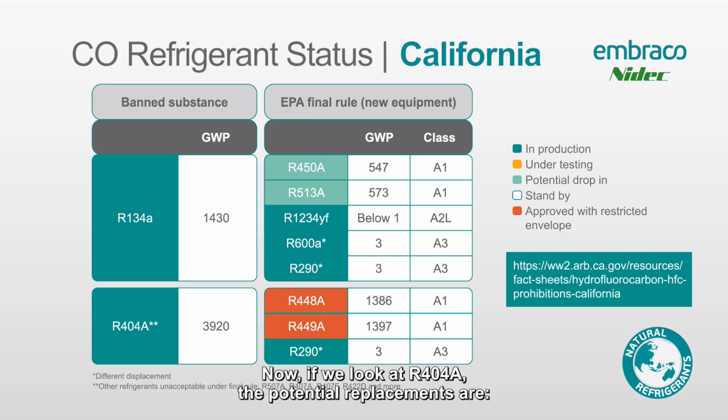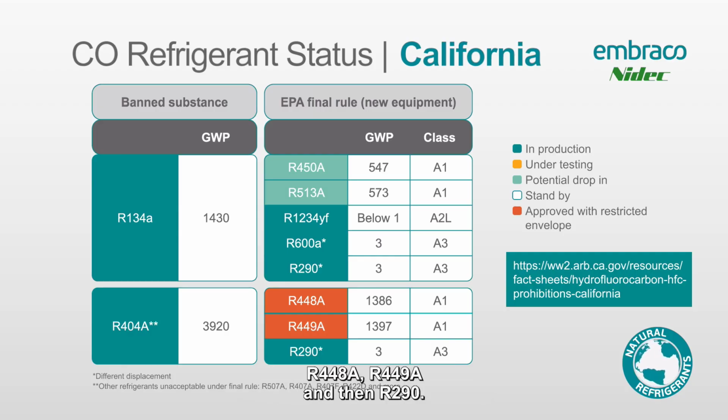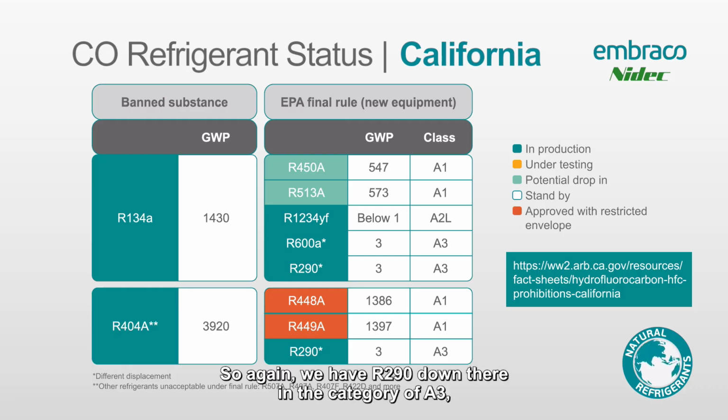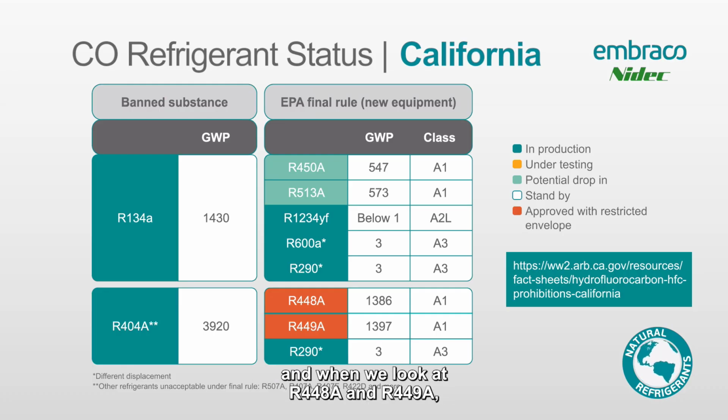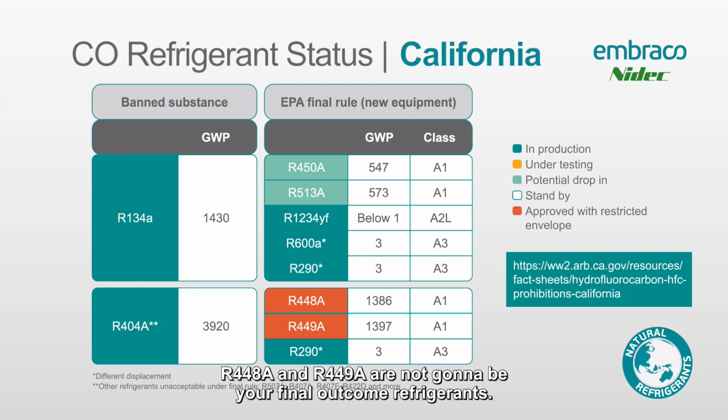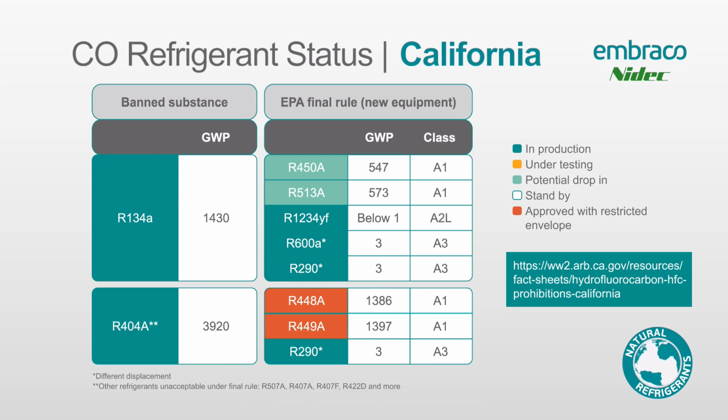Now if we look at R404a, the potential replacements are R448a, R449a, and then R290. Again, we have R290 down there in the category of A3. R448a and R449a still have very high global warming potential. They are not going to be your final outcome refrigerants. They're likely just interim refrigerants that we use in the meantime as we bridge the gap from what we used to use to full-time flammable refrigerants.